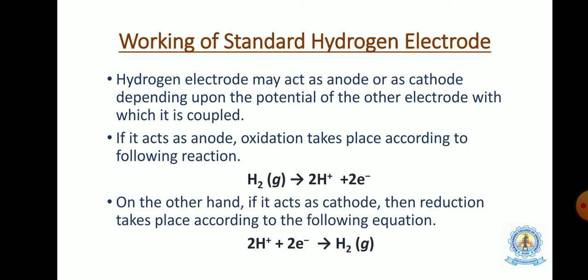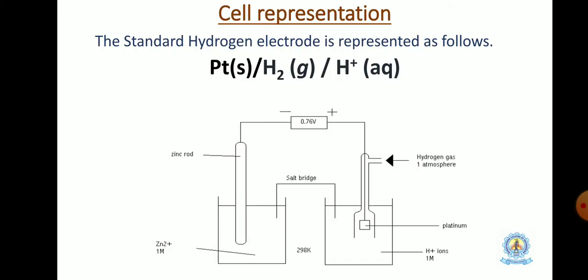I think you observed one thing: when it is acting as anode, it is releasing the ions and electrons. When it is acting as cathode, it is releasing the hydrogen gas. Depending upon the reaction, you can decide whether it is acting as anode or as cathode. The cell representation of the hydrogen electrode is as follows.